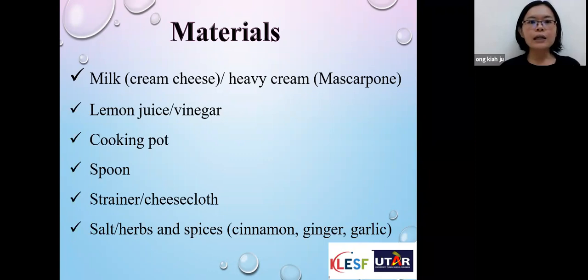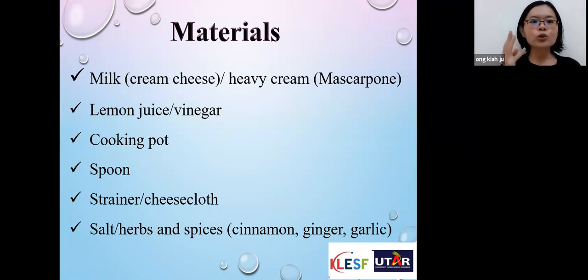So you need lemon juice or vinegar. For this cheese making workshop, we are not using living bacteria, because the fermentation process takes hours. So if you want to prepare your cheese in a very short time, you can choose lemon juice or vinegar, and you can use any type of vinegar.